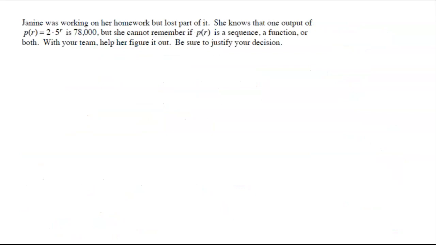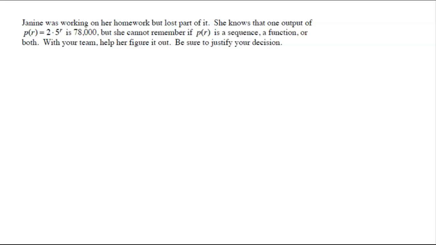So Janine was working on her homework, but lost part of it. Oh, Janine. She knows that one output of P of R, which is 2 times 5 to the power of R, is 78,000, but she cannot remember if P of R is a sequence, a function, or could it be both, right? So we want to help her figure this out. Okay, so we want to figure out, is it a sequence or a function?